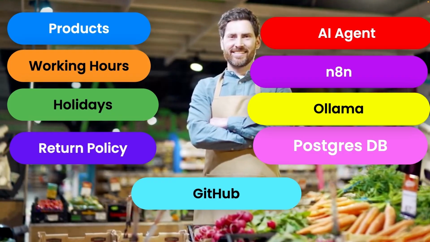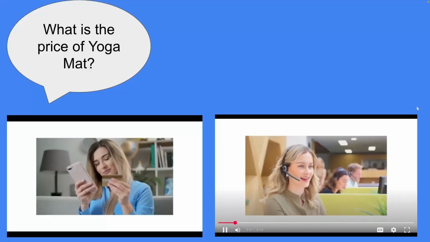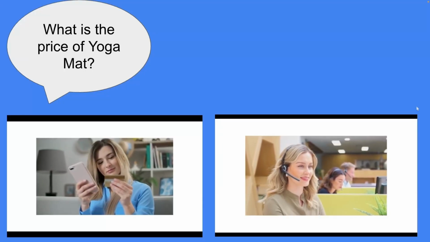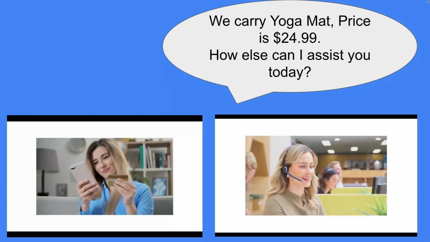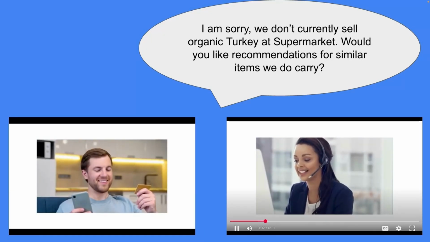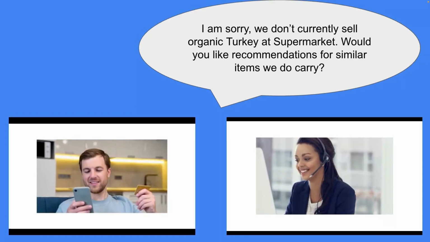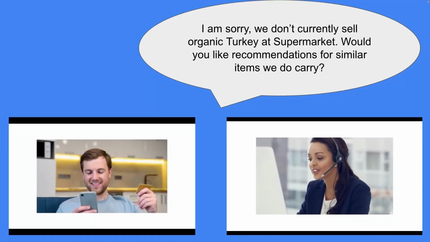The AI agent-based application will give answers for questions like, what is the price of yoga mat? We carry yoga mat. Price is $24.99. How else can I assist you today? What is the price of organic turkey? I am sorry, we don't currently sell organic turkey at supermarket. Would you like recommendations for similar items we do carry?